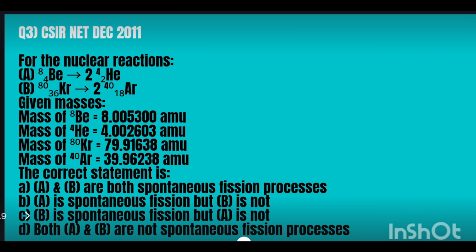A and B are both spontaneous fission processes. A is spontaneous fission but B is not. In C, B is spontaneous fission but A is not. Both A and B are not spontaneous fission processes. Now we'll see the solution.